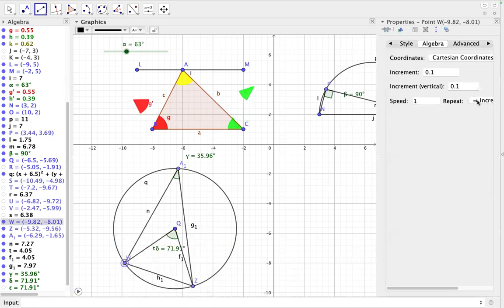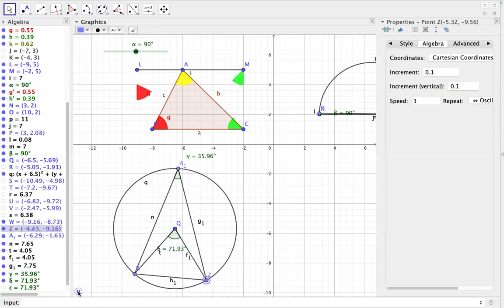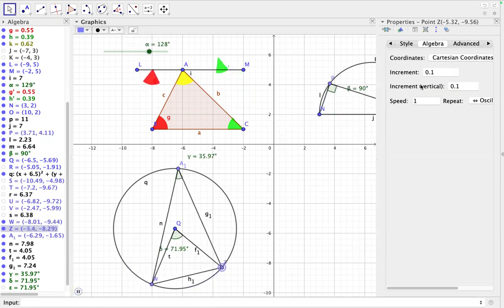So object properties, let's change this to oscillation, and let's do the same for this point as well. So let's change this also to acceleration. Let's turn the animation back on. Okay.